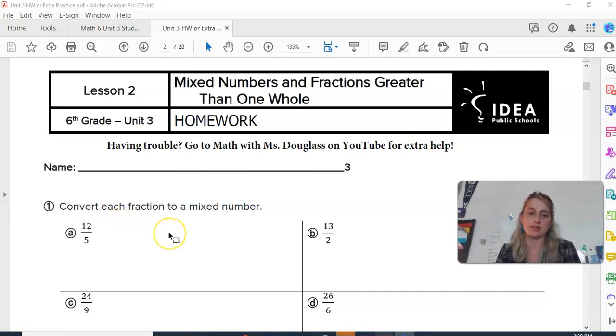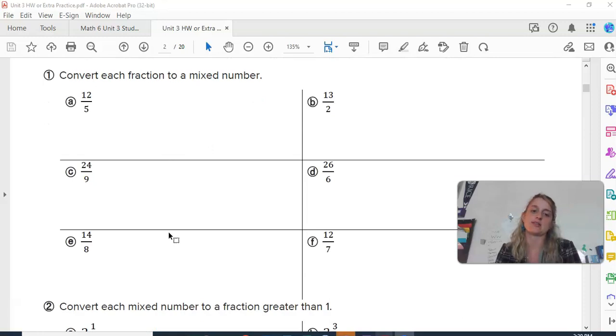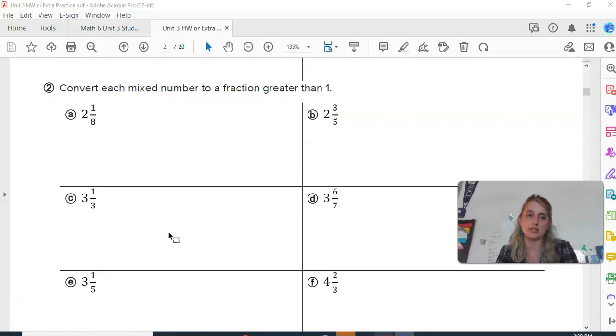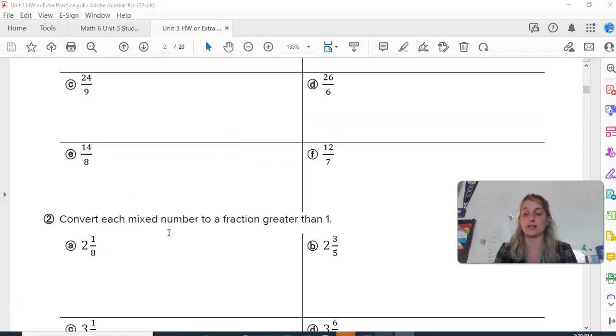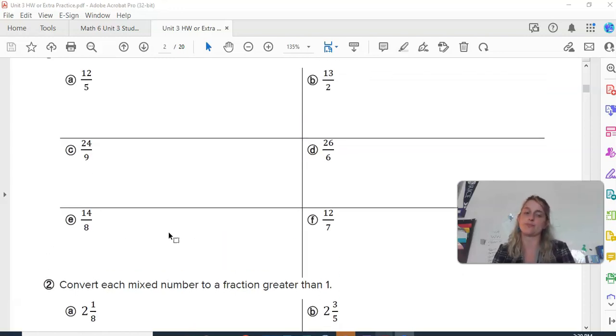Okay, so very similar to today's work, we have half the page where we have improper fractions and we need to change them to mixed numbers, and we have half a page where we need to change a mixed number to an improper fraction. I am only going to be modeling the multiplication and the division strategies. I know that there are strategies where you draw out the fancy one. You can totally do that. For the sake of time, I'm not going to model both strategies in this video though.